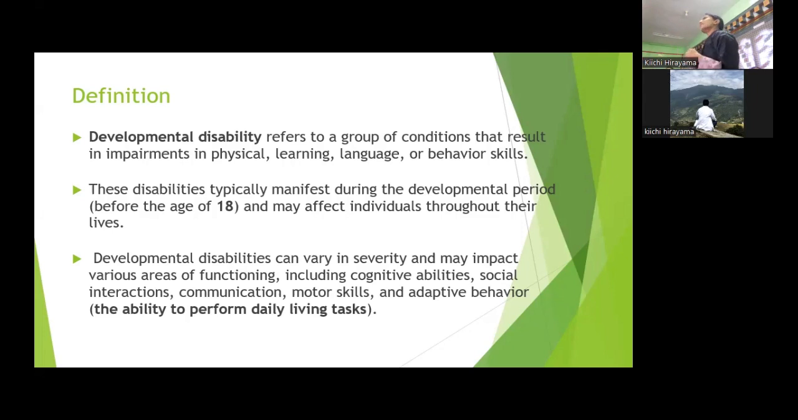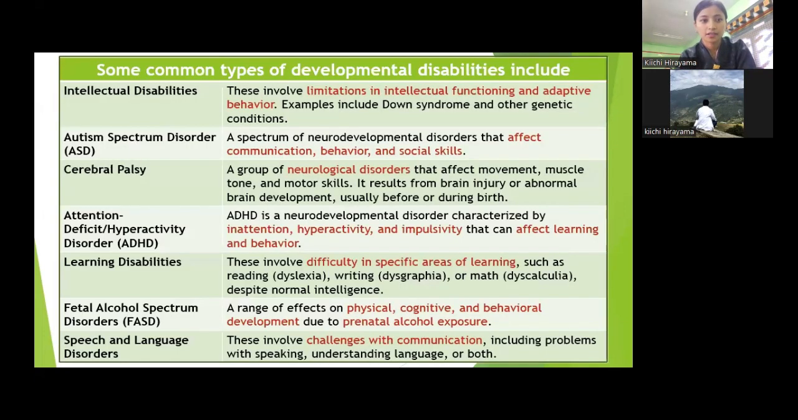Depending on the severity of the disability, it may impact various areas of functioning like cognitive abilities, social interaction, communication, motor skills, and adaptive behavior. Some of the common types of developmental disability that we see in our community are intellectual disability. This may limit our intellectual functioning, for example, Down syndrome and so on.